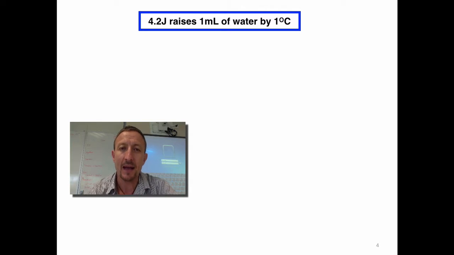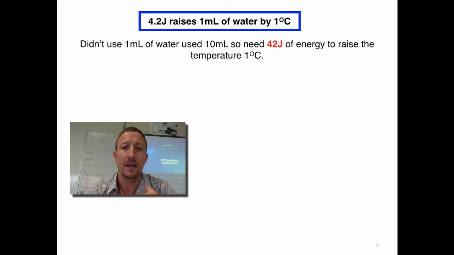Now in my practical you will have noticed that I had 10 ml of water. So I need to multiply this value for energy by 10. As a result, because of 10 ml of water, it's going to take 42 joules of energy to raise the temperature 1 degree C. So that's taken into account the volume of the water. I multiplied 4.2 by the volume of water, which is 10, to get 42 joules. And I now know that 42 joules of energy raises the temperature 1 degree C.